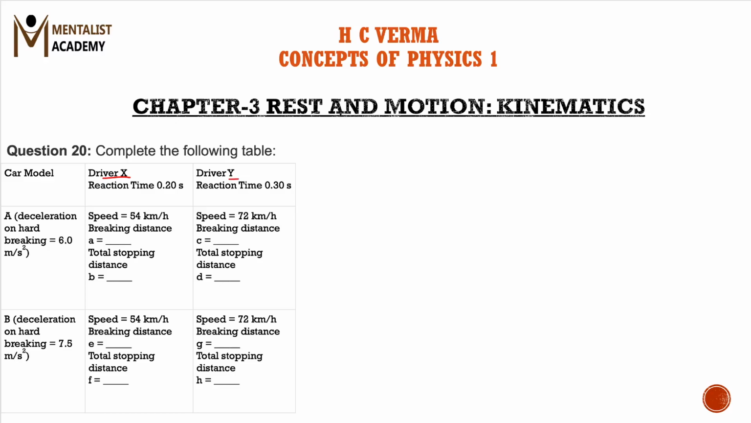The reaction time of driver X is given, that is 0.2, and the reaction time of driver Y is given. The speed with which the car of driver X is moving is given as 54 km per hour. Let us convert this speed into meter per second. So we just need to multiply kilometer per hour by 5 divided by 18. Let me write it outside the table.